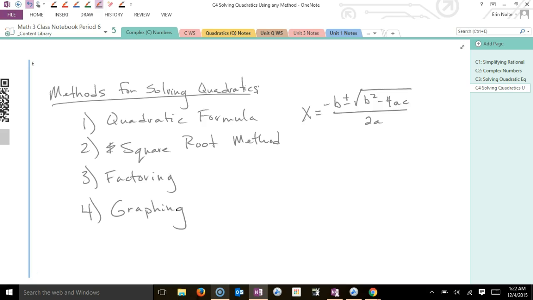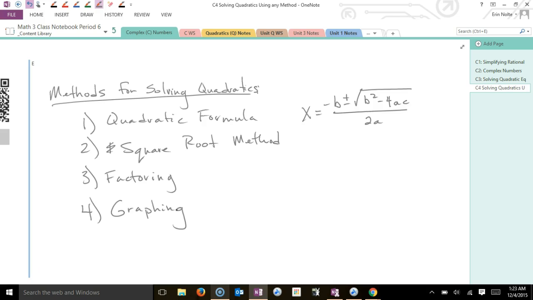Okay, what about the square root method? Can you always use the square root method? No. The square root method can only be used when the b value is 0. That's the only time that you can use the square root method. Okay, what about factoring? Can you always factor quadratics? Are all quadratics factorable? No. So factoring does not always work. Sometimes it works and sometimes it doesn't work. So it's not always the best method.